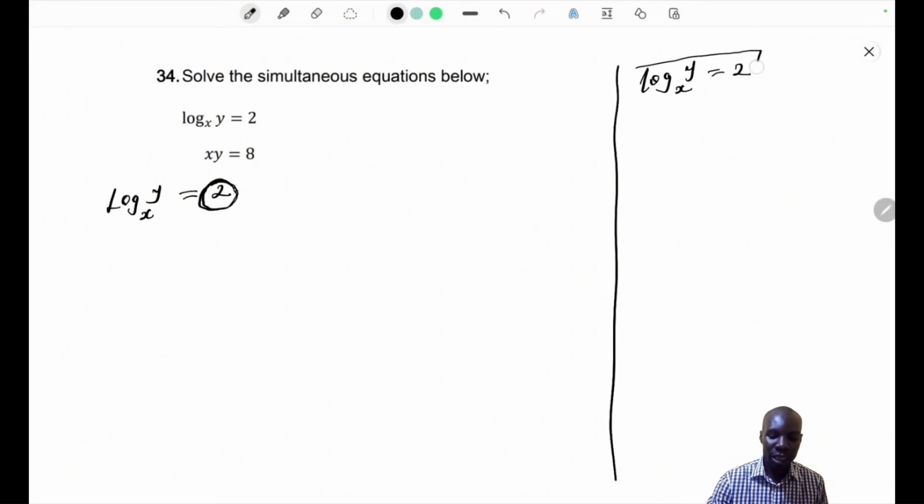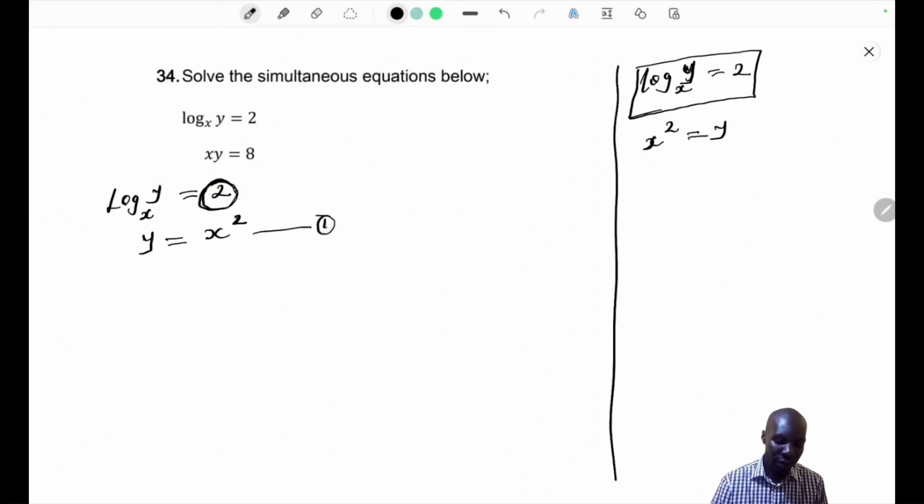You must know that this is in terms of logarithmic notation. So if you want to get the value of y, you'll say x to power 2 should give us y. So in our case, y is equivalent to x to power 2. This is our first equation. Then we also know that xy is equal to 8. This is our second equation.